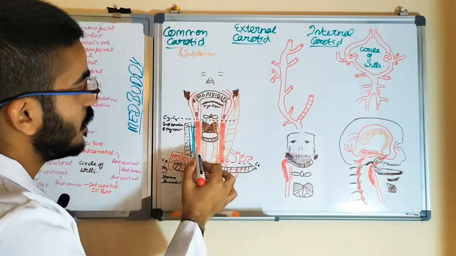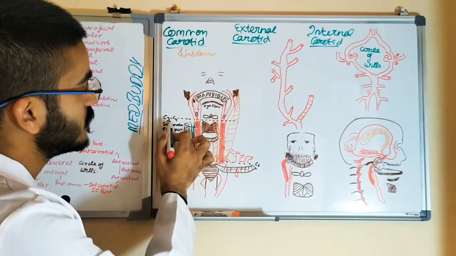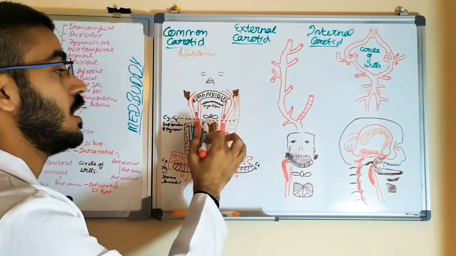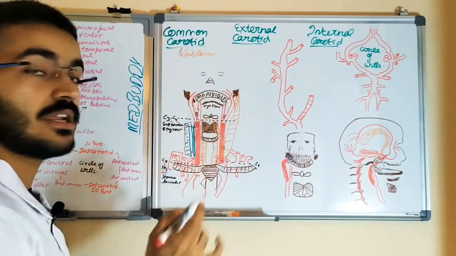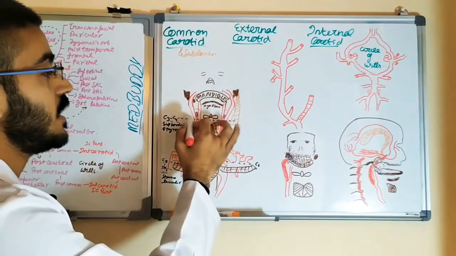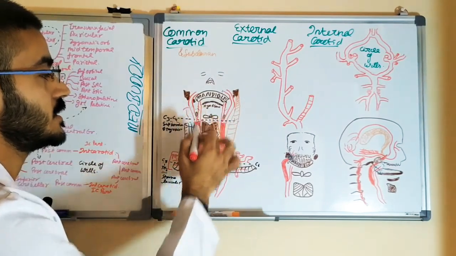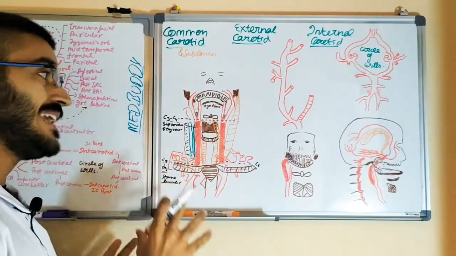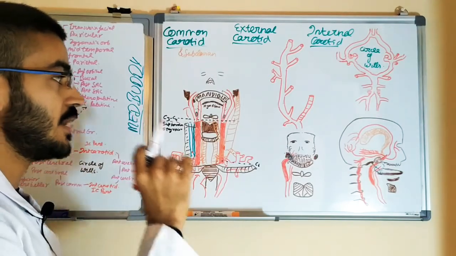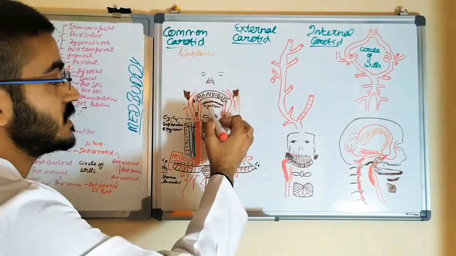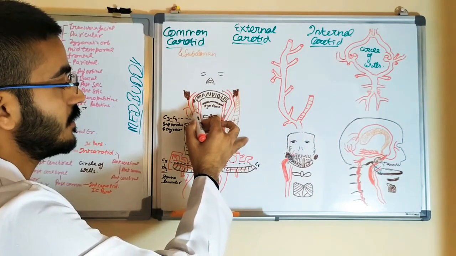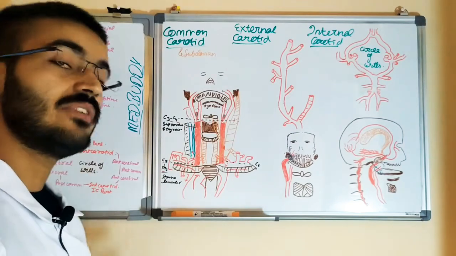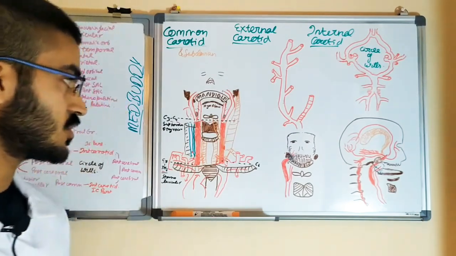After moving up, at the level of C3, C4 posteriorly and at the level of the upper border of the thyroid cartilage anteriorly, it divides into two arteries, that is the external carotid and the internal carotid. Right at the bifurcation, there is a very important organ called the carotid sinus and the carotid body. The significance of this organ will be taught to you in later lectures.